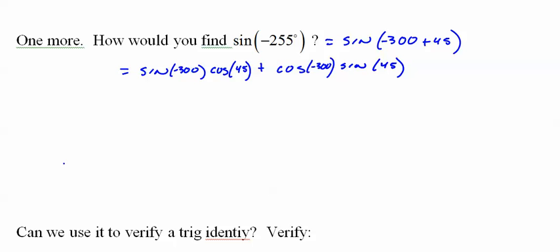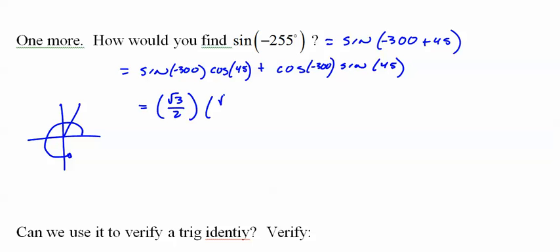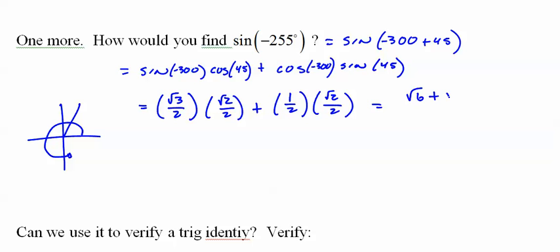Okay. Sine of negative 300 means I go to 300, flip it up. Sine there is root 3 over 2. Cosine of 45 is root 2 over 2. Plus cosine of negative 300 is 1 half. And sine of 45 is root 2 over 2. Oh, look at that. Root 6 plus root 2 over 4. Does that make sense that sine is positive? Negative 255 would put it here, so negative 255 is up here. Yeah, sine's positive there. So that's good, makes sense.